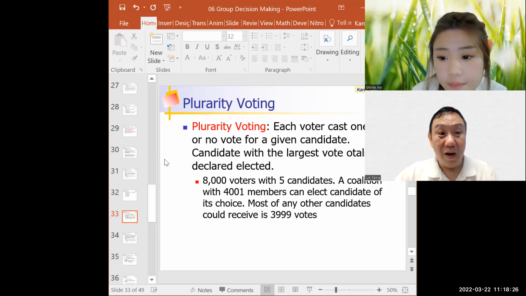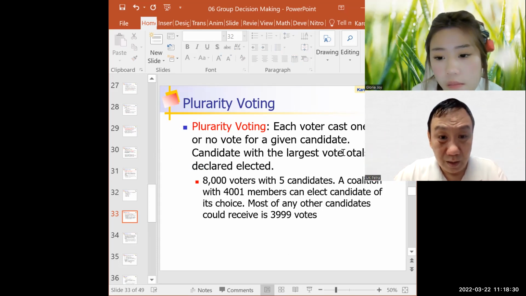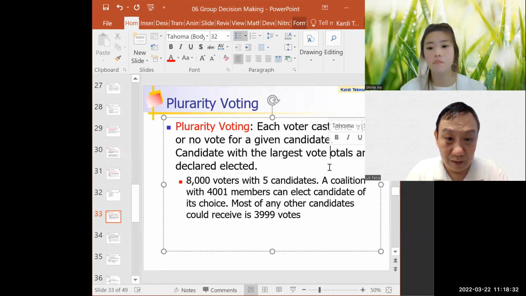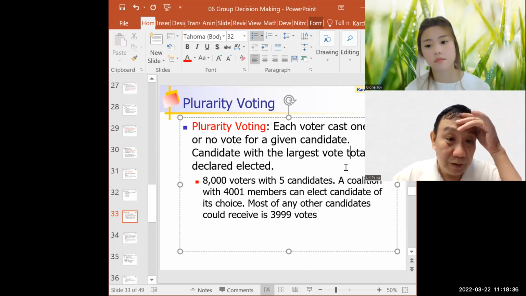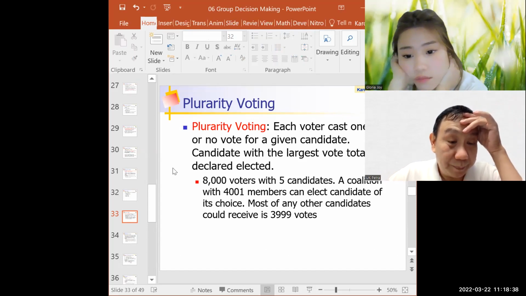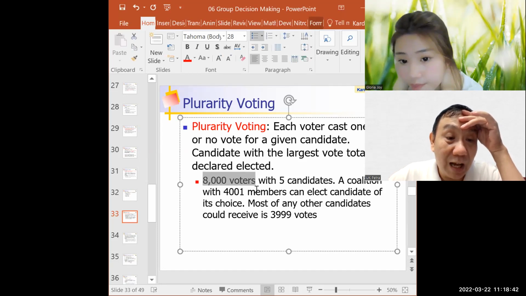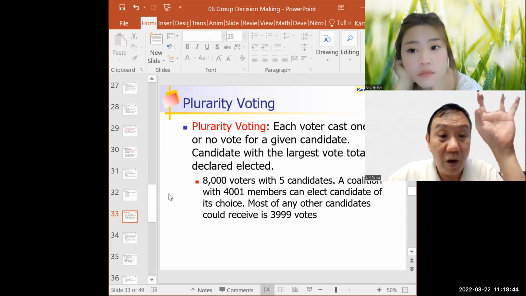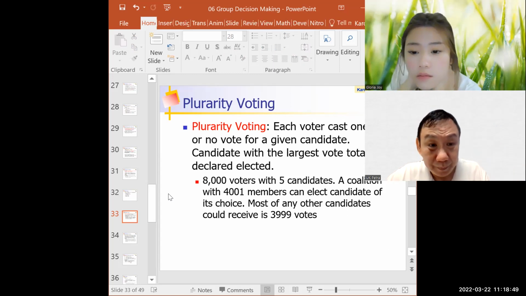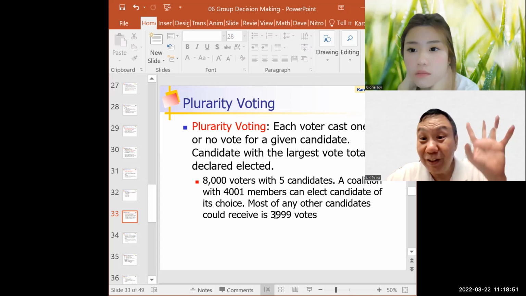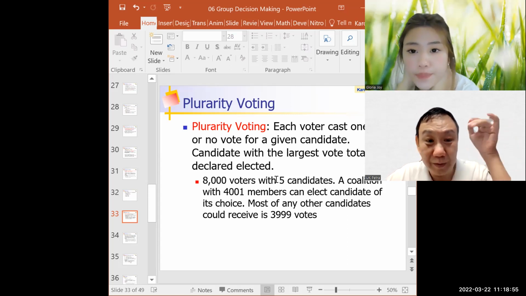Okay. So now the candidate with the largest total vote is declared elected. Now suppose, for example, you have 8,000 voters and 5 candidates. This is talking about an election. You have 8,000 voters and then 5 candidates.